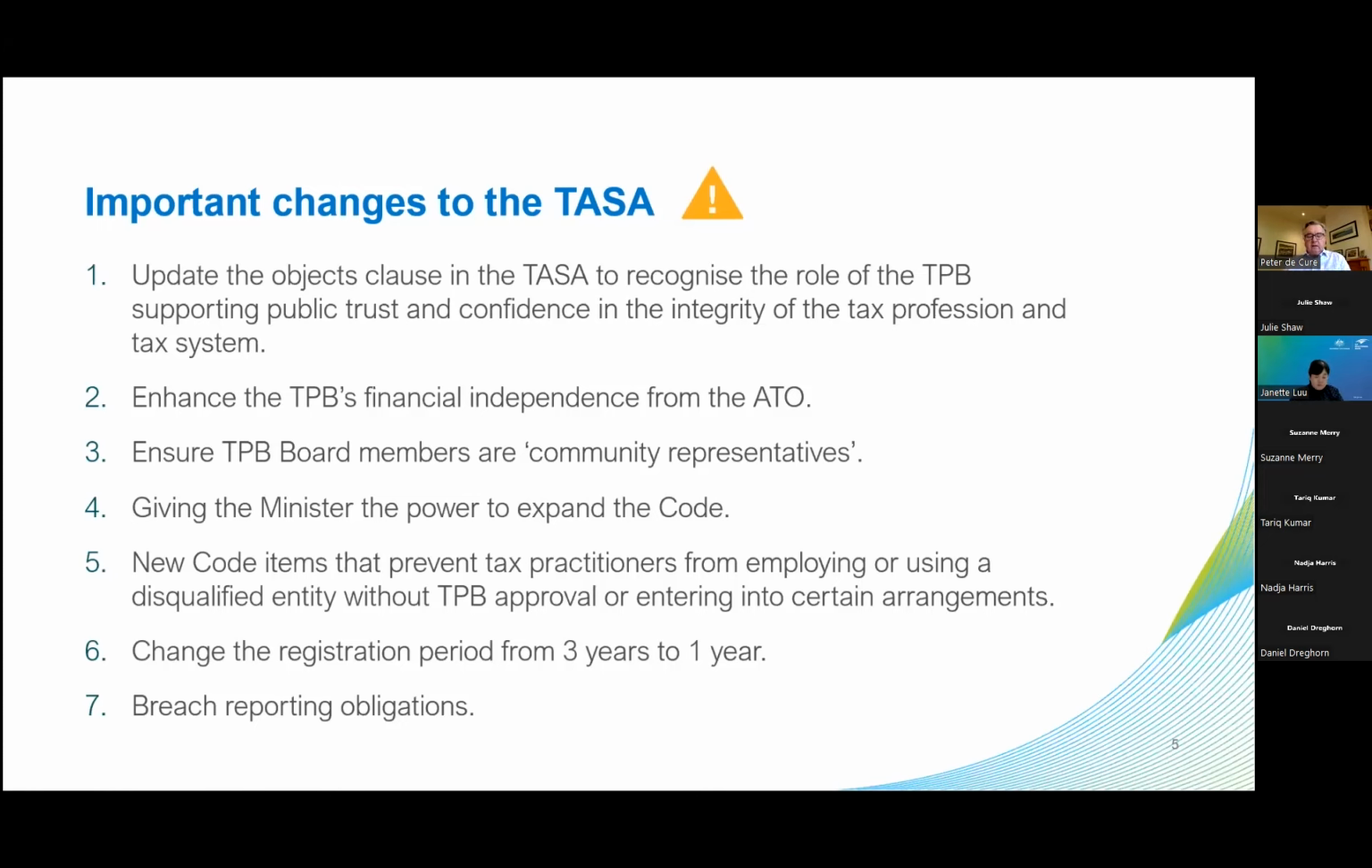We'll be moving to an annual registration cycle instead of a 3-year cycle. There will be self-reporting obligations so that tax practitioners must notify us in writing if they have breached the Code of Conduct in a significant way. There will be obligations to report other tax practitioners by notifying the TPB or a recognised professional association in writing if another tax practitioner has breached the code and that breach is a significant breach of the code.